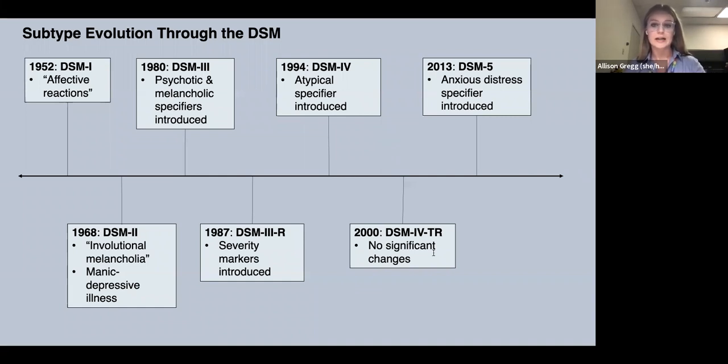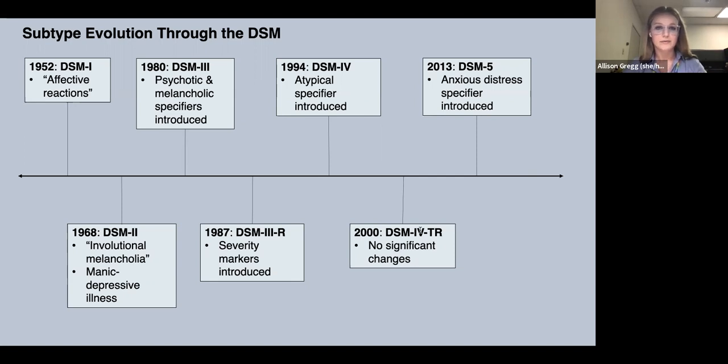Again, with the DSM-3 in 1980, we have the melancholic specifier coming through, which they describe as loss of pleasure in almost all activities, and a lack of reactivity to usually pleasurable stimuli, coupled with a potentially distinct quality of depressed mood, worsening of depressive symptoms in the morning, early morning awakening, psychomotor agitation or retardation, and potentially anorexia or excessive guilt as well. With publication of the DSM-3-R, severity codes are then introduced. So at that point, we see mild, moderate, and severe being introduced as potential severity markers, with and without psychotic features.